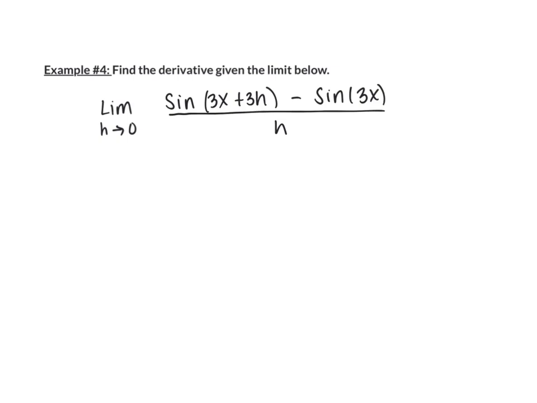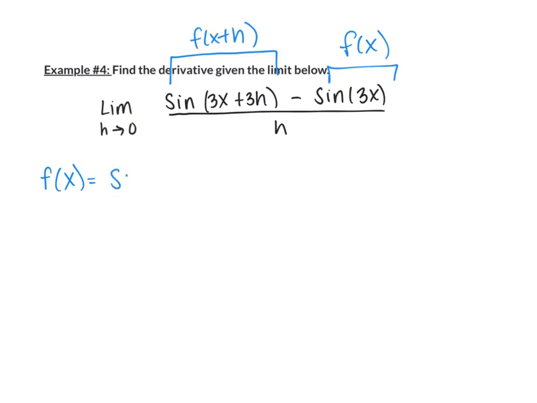All right, let's try another one. Same concept, but now I have trigonometry. I want us to find the derivative. So if we analyze this difference quotient, we're going to see that this is my f of x plus h minus this, which is my f of x. So if I want to find the derivative, I first need to say what f of x is. So f of x here is sine of 3x, and I want to find my derivative.